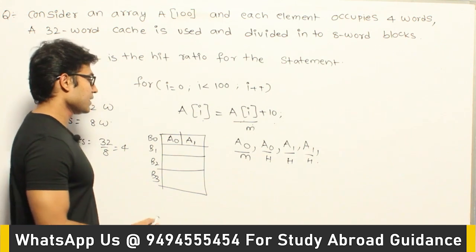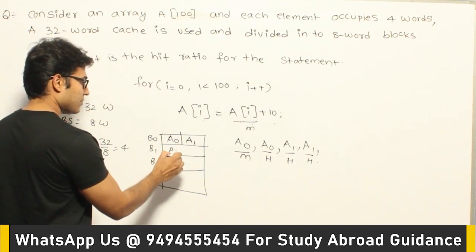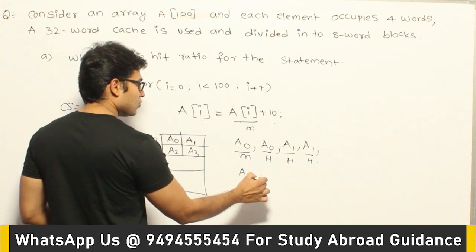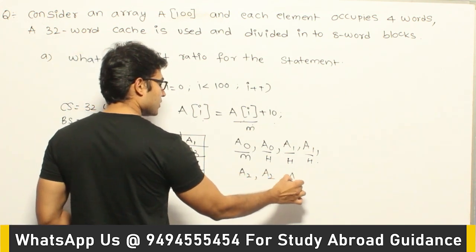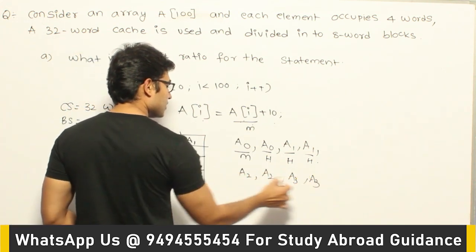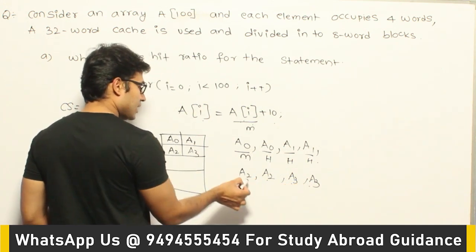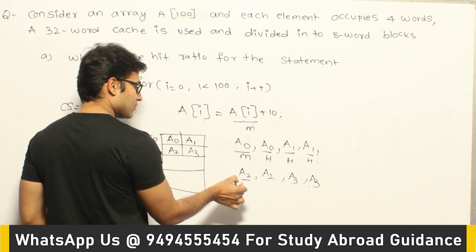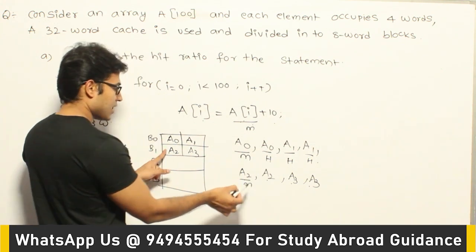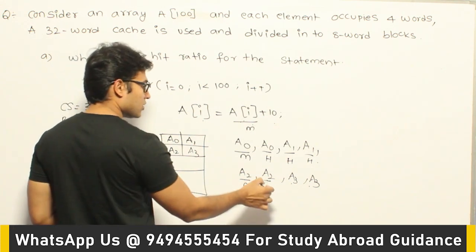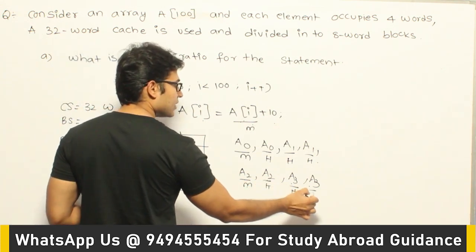You can continuously write like this, which means next for A2 A3, that is A2 A2 A3 A3, A2 will be referred 2 times and A3 will be referred 2 times. And whenever you refer A2 for the first time it is going to be a miss, and once it is a miss, you are going to fill these two with A2 A3. Therefore these two are going to be hit and hit, right?